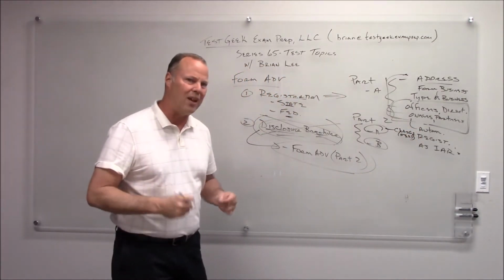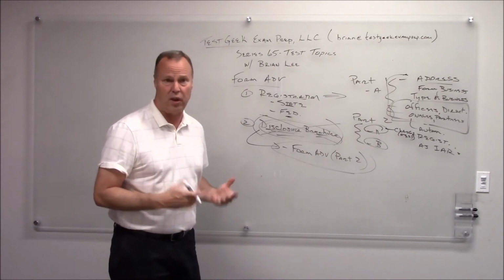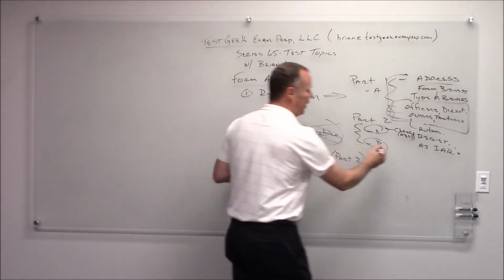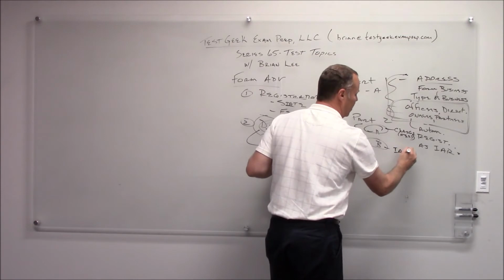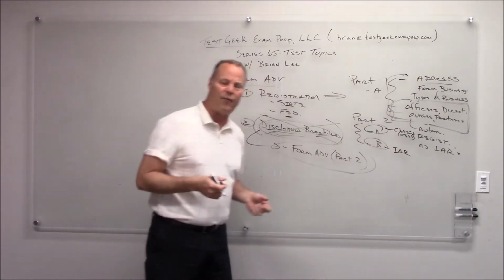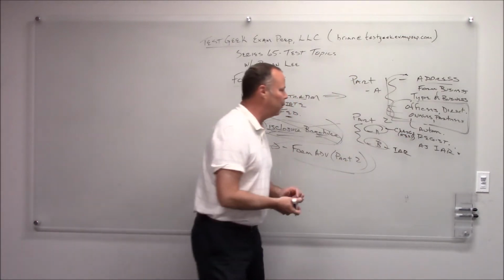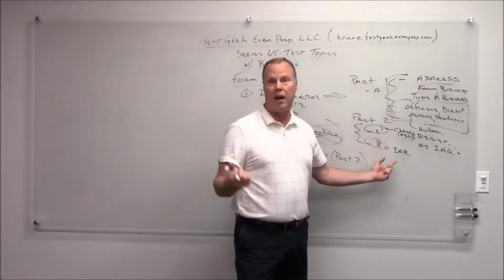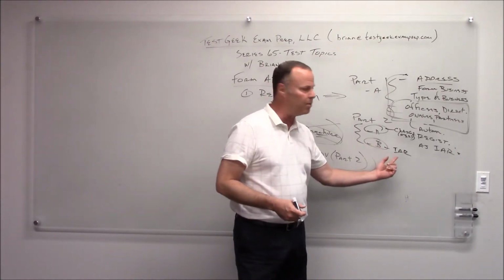How we charge it and when we charge it, essentially. Okay? And Part B is about the reps and their biographical information. Some people say B is for bodies. That's about the IARs themselves.